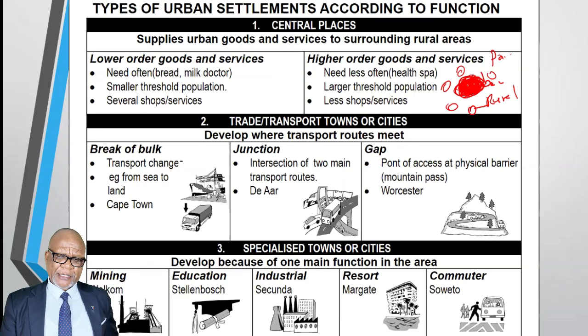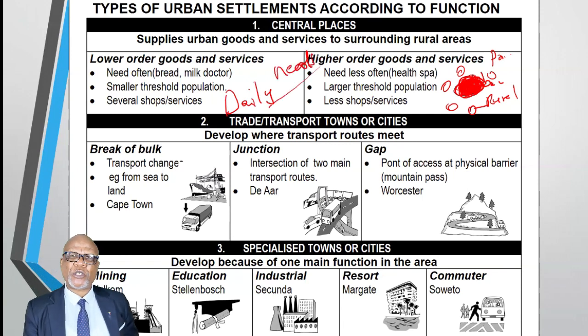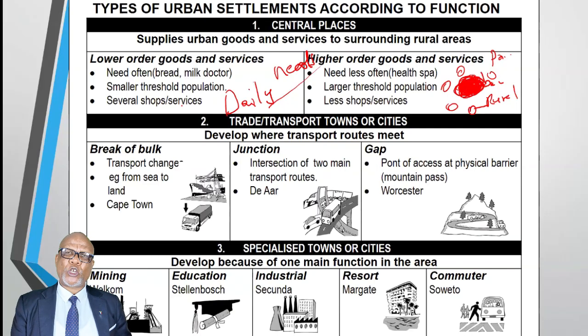Okay, let's go back into central places. Under central places, we have what we call low order goods and services. So what are low order goods? Low order goods simply refer to your daily needs. These are the products that you need on a daily basis. They have a small threshold population and there are several shops or services. These are goods that you don't travel a longer distance for.